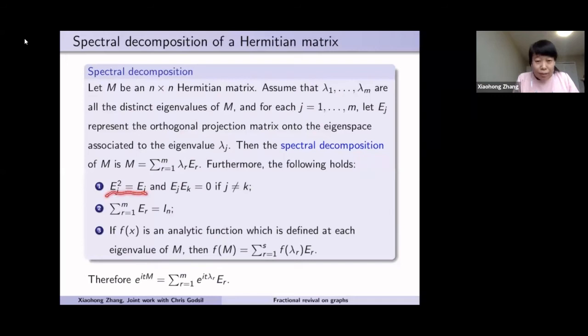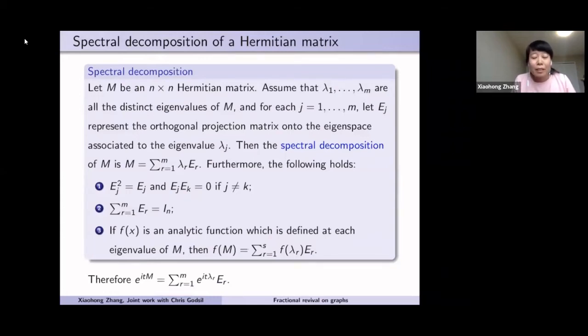Those projection matrices have many properties, which help us to simplify calculating functions of M. They are idempotent, squaring to themselves. Different ones are orthogonal, and they sum up to the identity matrix. In particular, if we have an analytic function f defined on all the eigenvalues of M, then the matrix function f(M) can also be written as a linear combination of those projection matrices, where the coefficient is just the function evaluated at the corresponding eigenvalues. So the transition matrix can just be calculated like this.